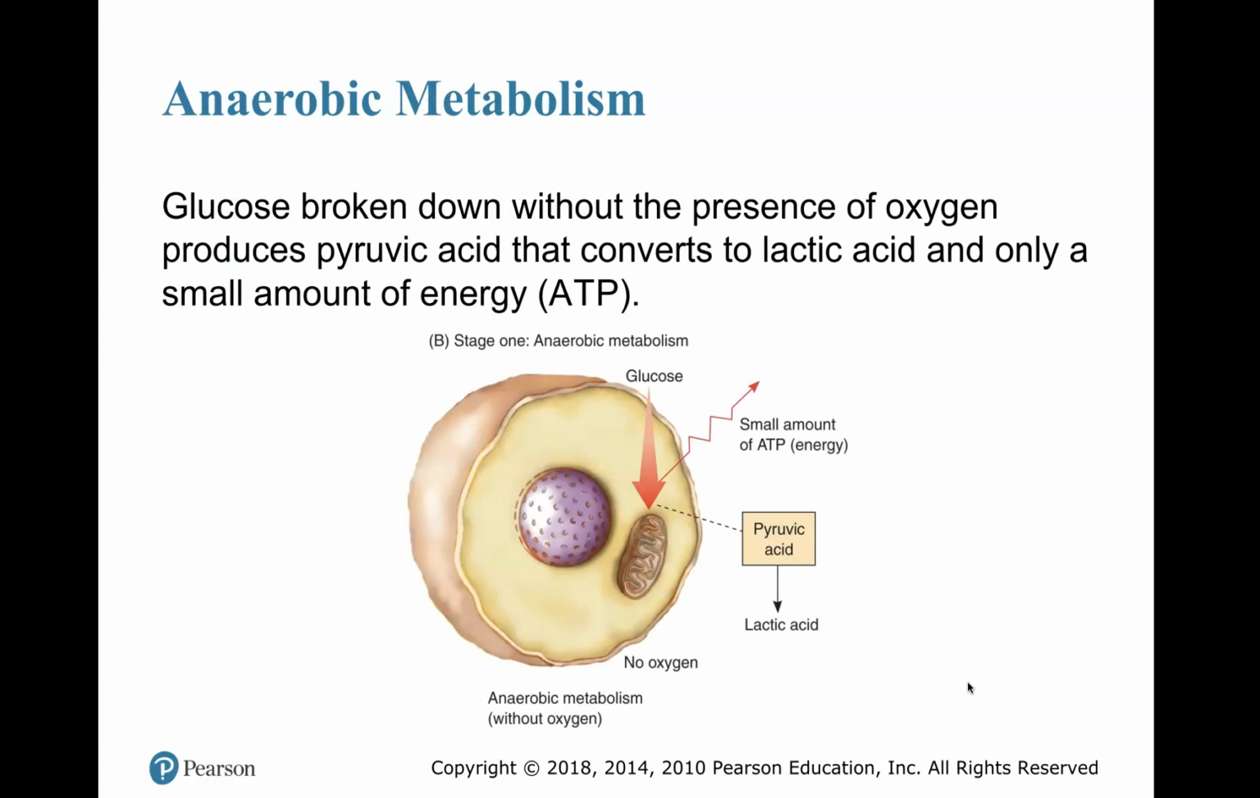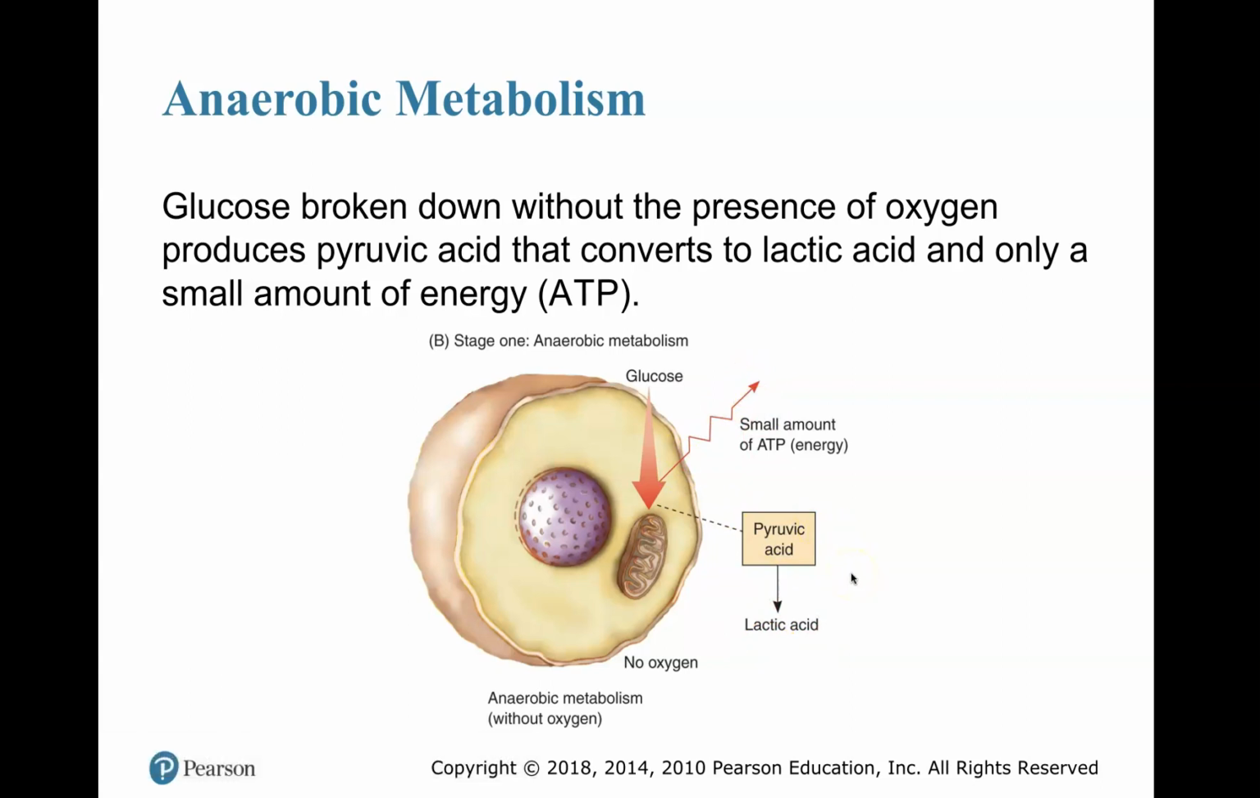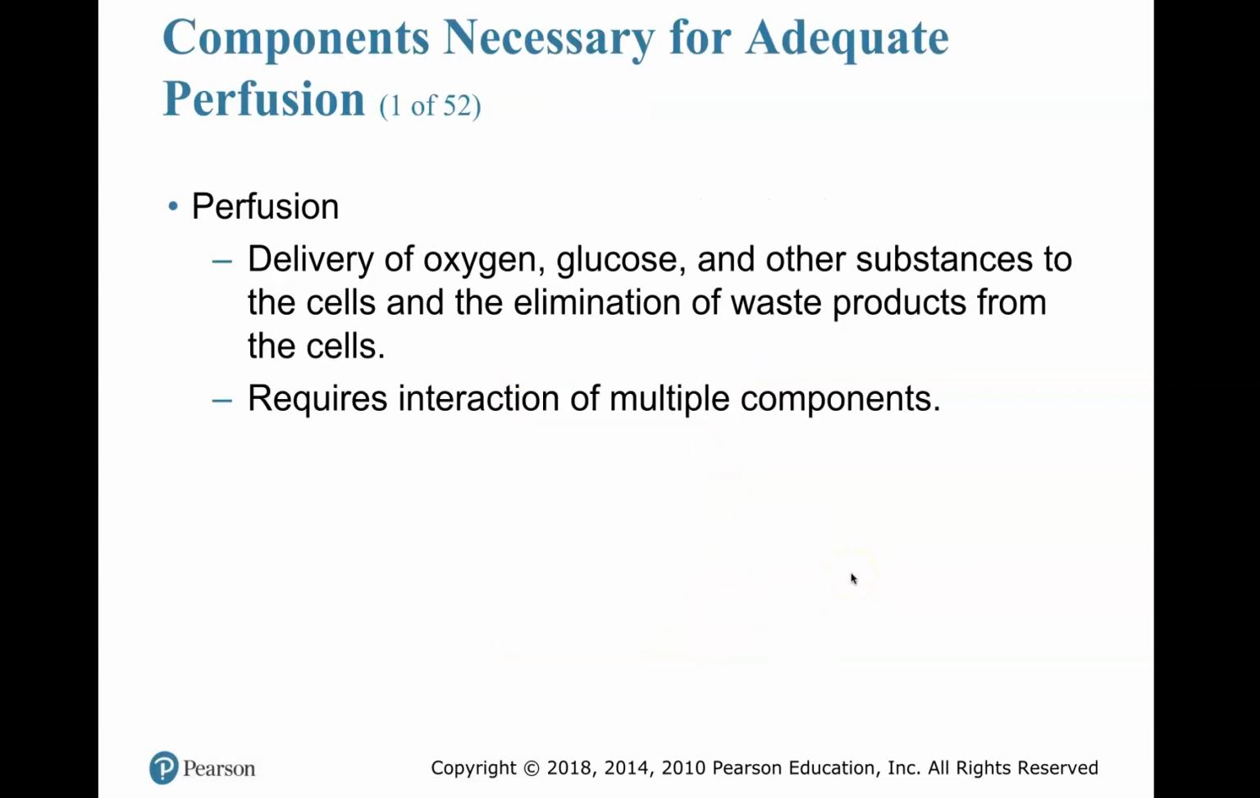An animated view of the anaerobic metabolism. Glucose broken down without the presence of oxygen produces pyruvic acid. That converts to lactic acid, and only a small amount of energy is produced. So glucose enters the cell, no oxygen. Pyruvic acid is produced, and turned into lactic acid. A little bit of ATP, but not quite the amount we're looking for. All right, we talked about that word perfusion.